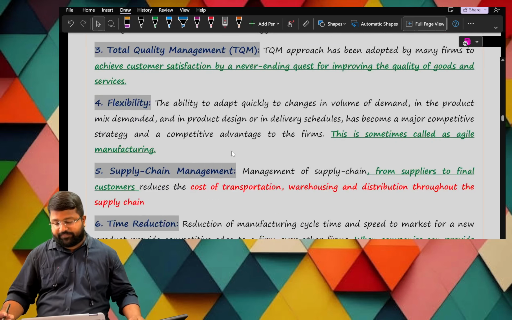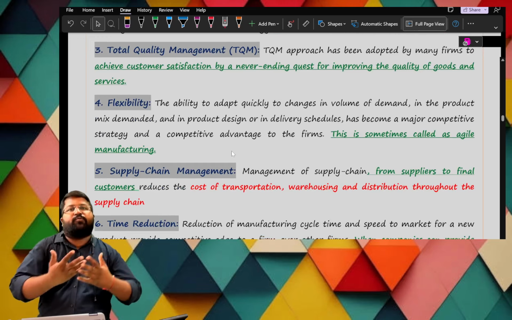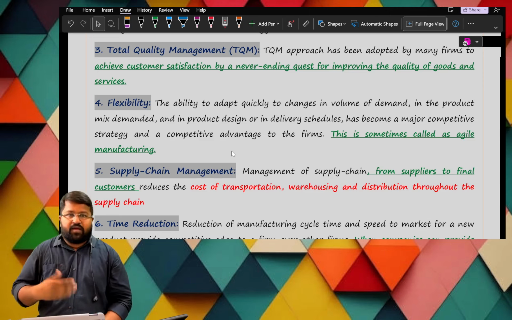Next, what is flexibility? Flexibility means that as per the needs, we should be adaptive. As per the needs, our company and our product should be adaptive. Okay, now what is next we shall see.